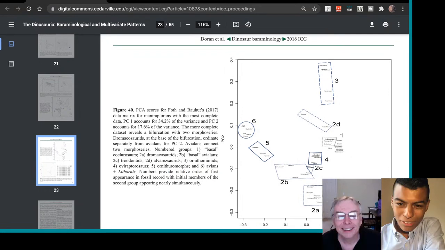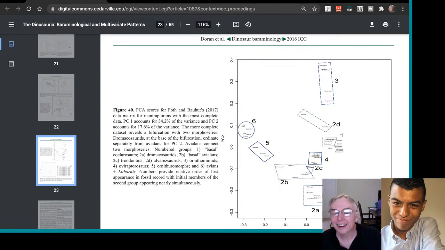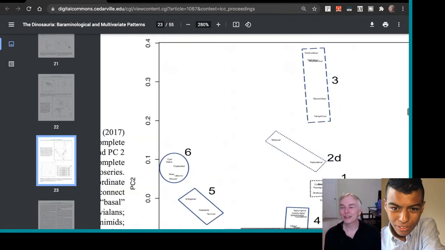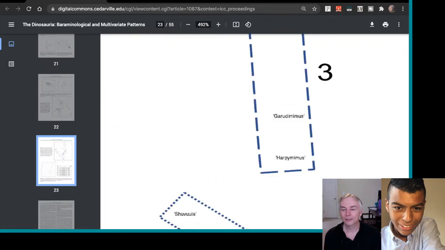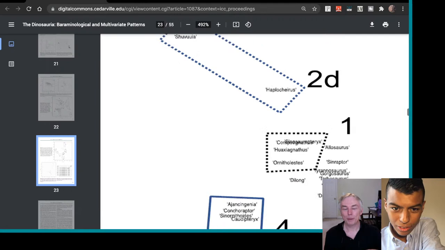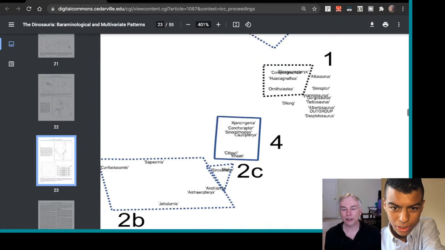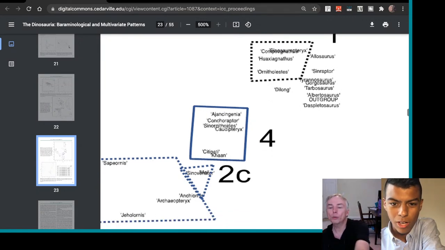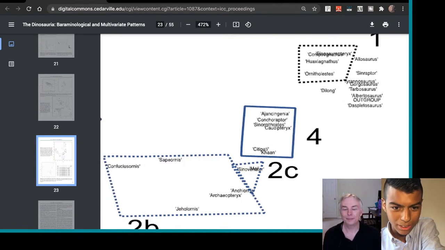So what are we looking at here? I don't know what that is. Garudimimus. Okay, we have Shuvia here. Ornitholestes, Sinraptor, T-Rex is in here. Gorgon. Yeah, so there's your outgroup. Notice the little outgroup sign right there. So you're in an outgroup, right? And so I see Caudipteryx, Citipati.